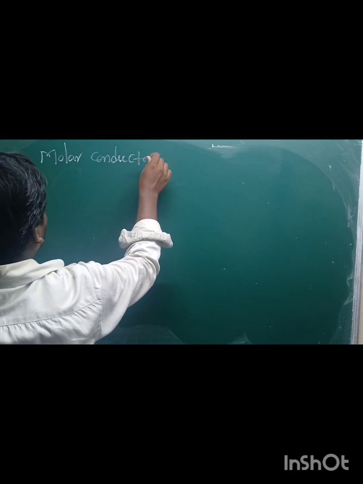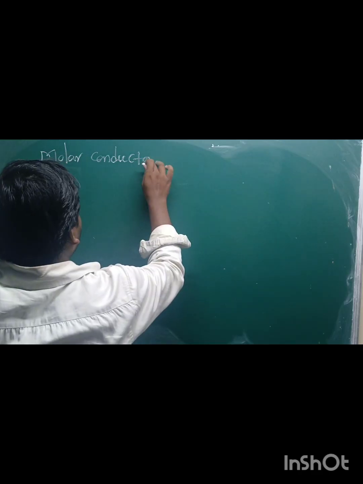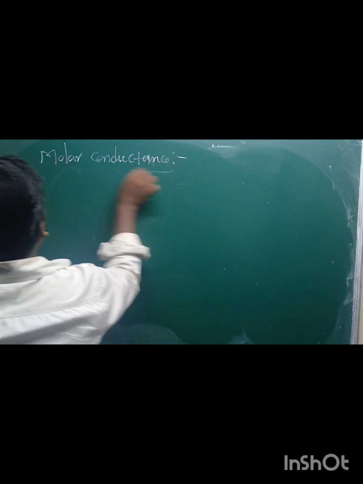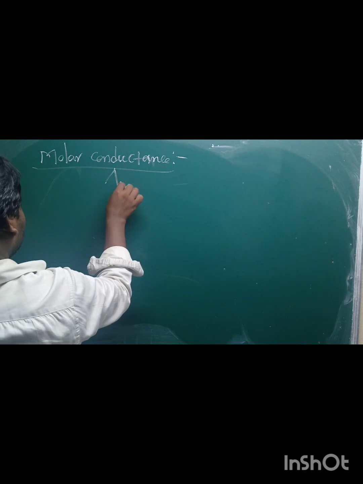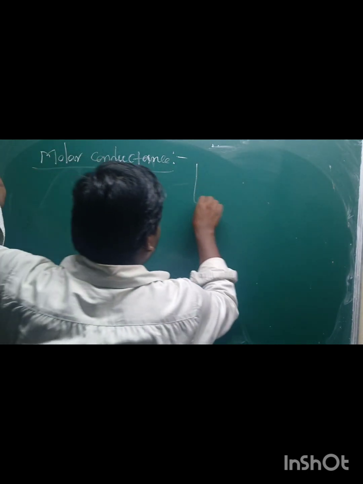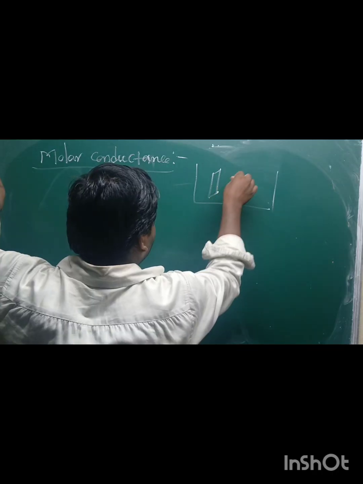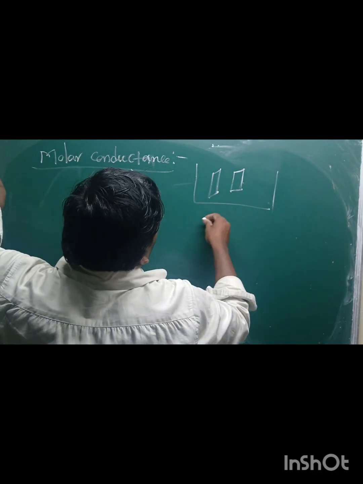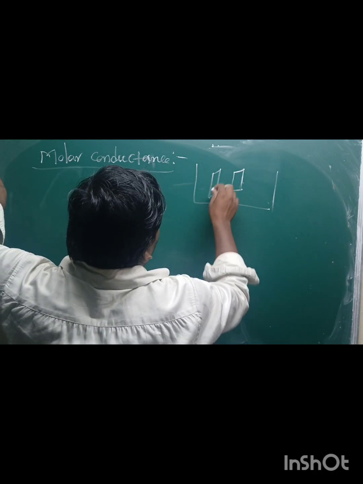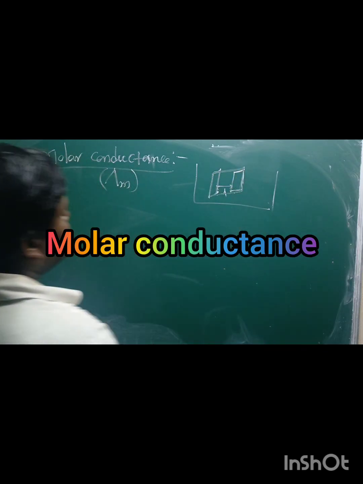Now we will discuss molar conductance. It is denoted by the symbol lambda m. Distance between two electrodes, area of cross section here. You can observe here. What is the definition?